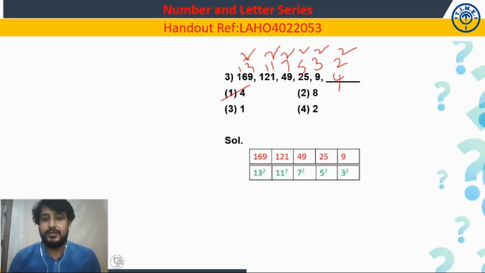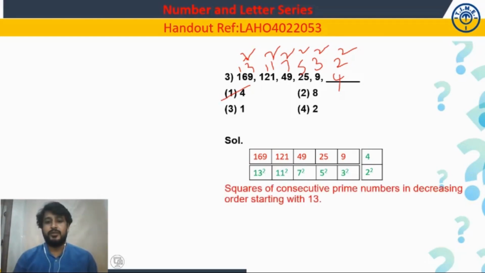169 is 13 square, 121 is 11 square, 49 7 square, 25 5 square, and the 9 is 3 square. 13, 11, 7, 5, 3 are what? Consecutive prime numbers in decreasing order starting from 13. So, after 3 in decreasing order, 2. So, 2 square is 4. Make a note of logic. Squares of consecutive prime numbers in decreasing order starting with 13.